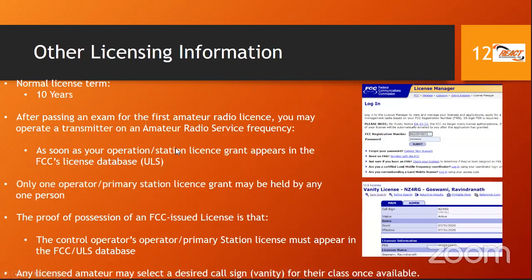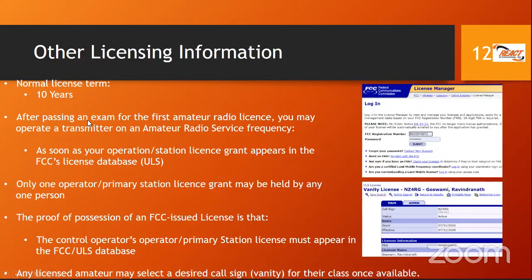So some other licensing information that we need to know about. As an FCC licensed operator, you get a license for a term of 10 years. So you will get that as a question in the question pool. So you need to learn it and know it. You get a 10-year license.